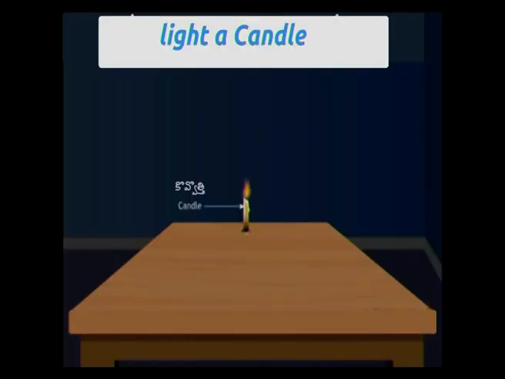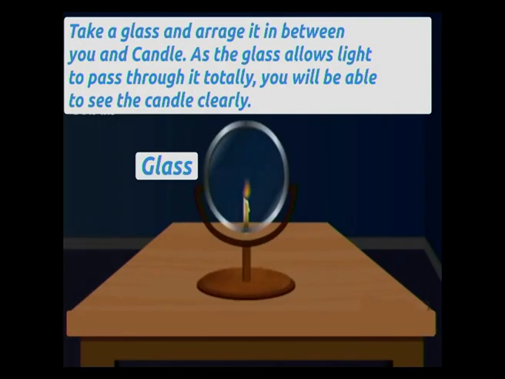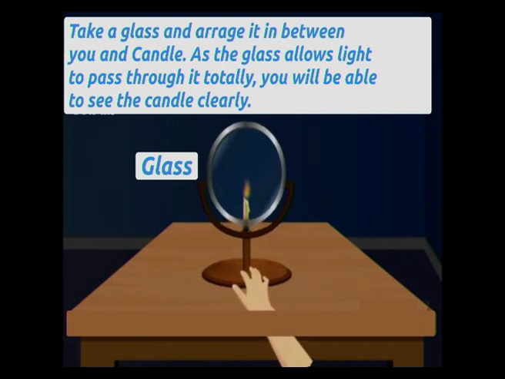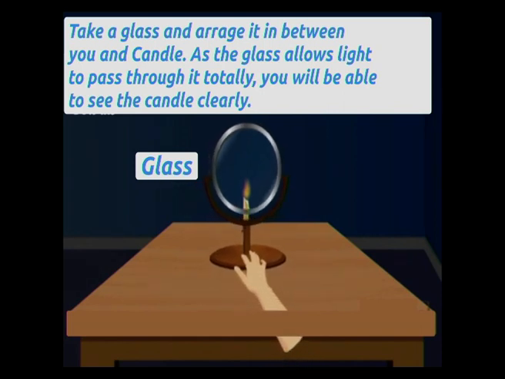Light a candle. Take a glass and arrange it in between you and the candle. As the glass allows light to pass through it totally, you will be able to see the candle clearly, and we are not able to see the shadow of the glass.